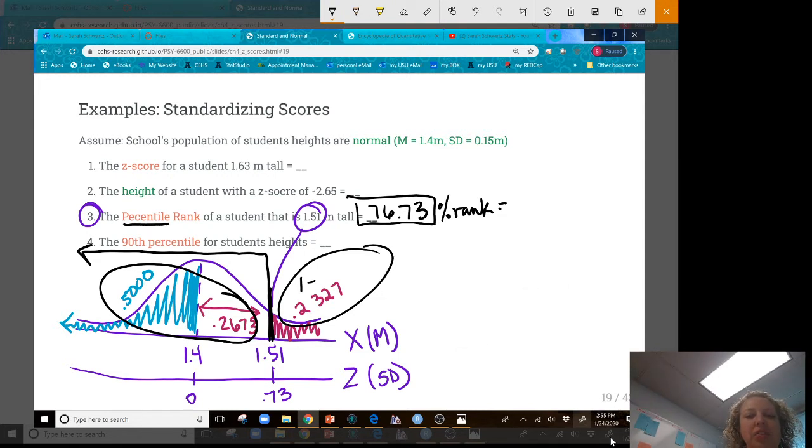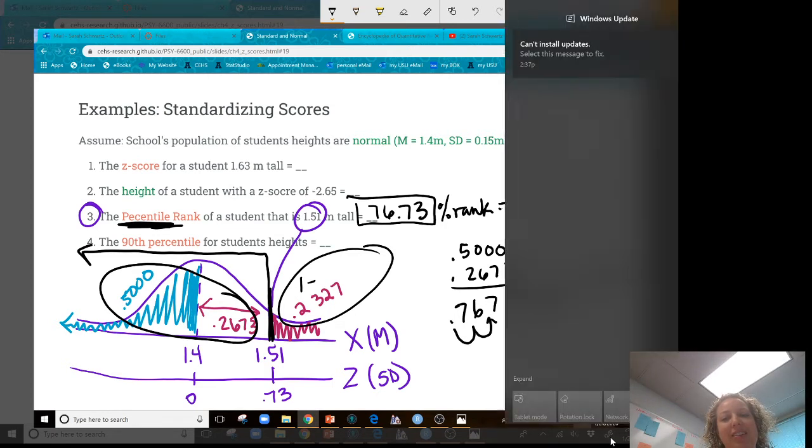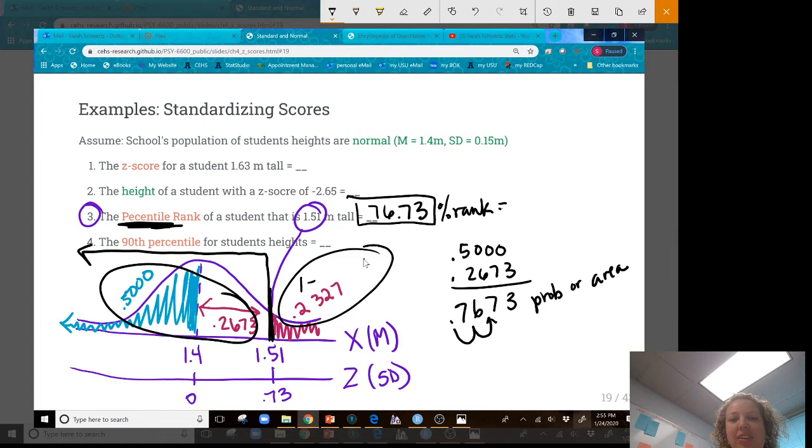Now, if I add those two up, 0.5000 and 0.2673, this is our probability or our area. This question asks for percentile. So to make a probability into a percentile, we move our decimal 2 places. There we go. Okay. Erase that all.